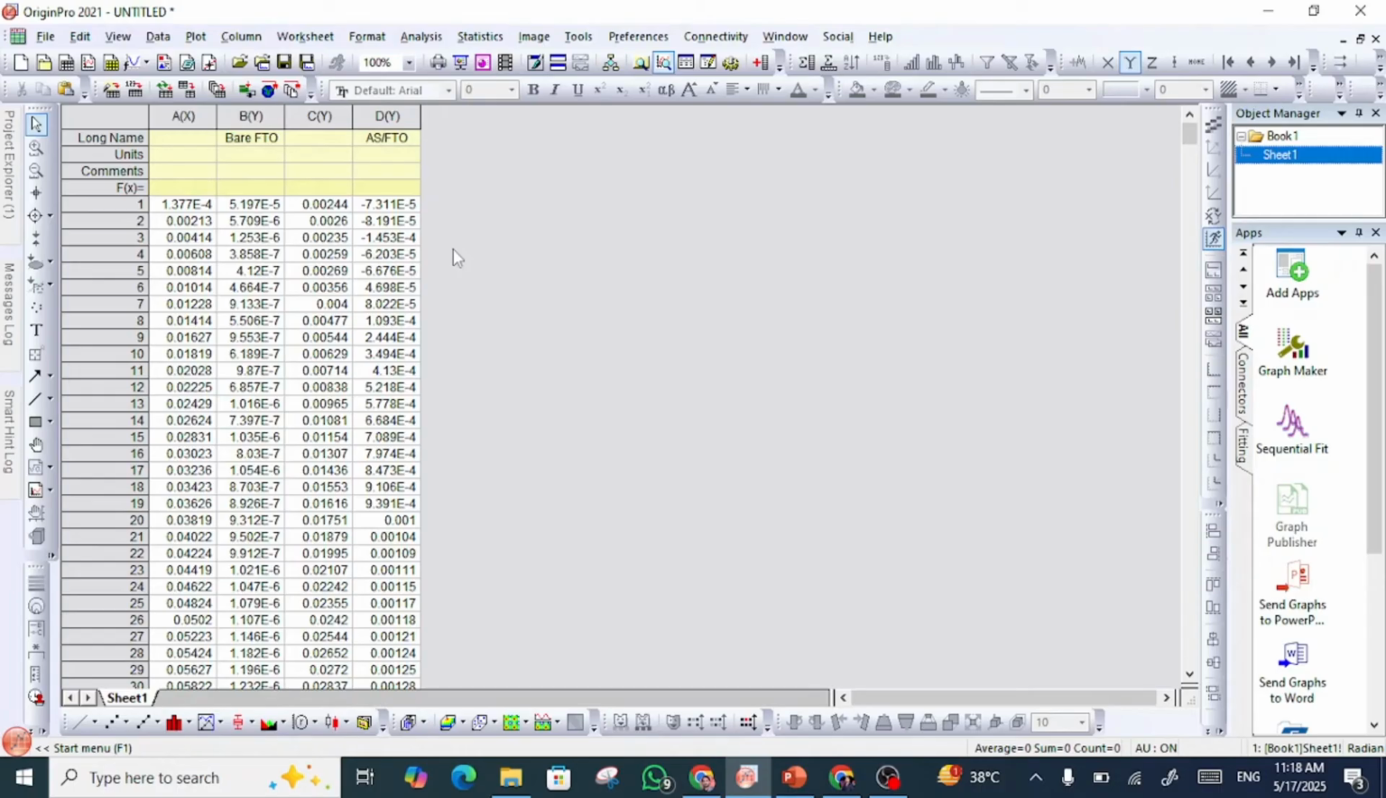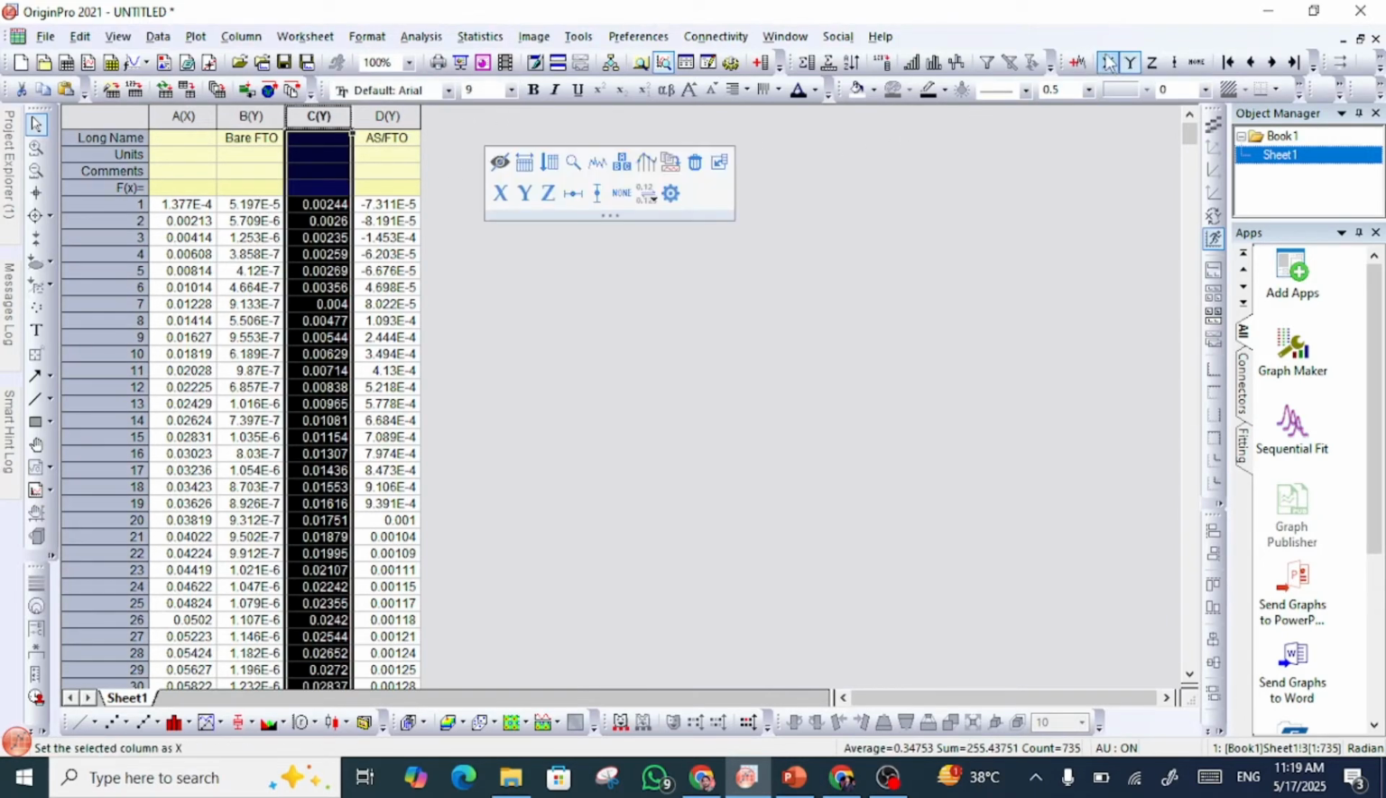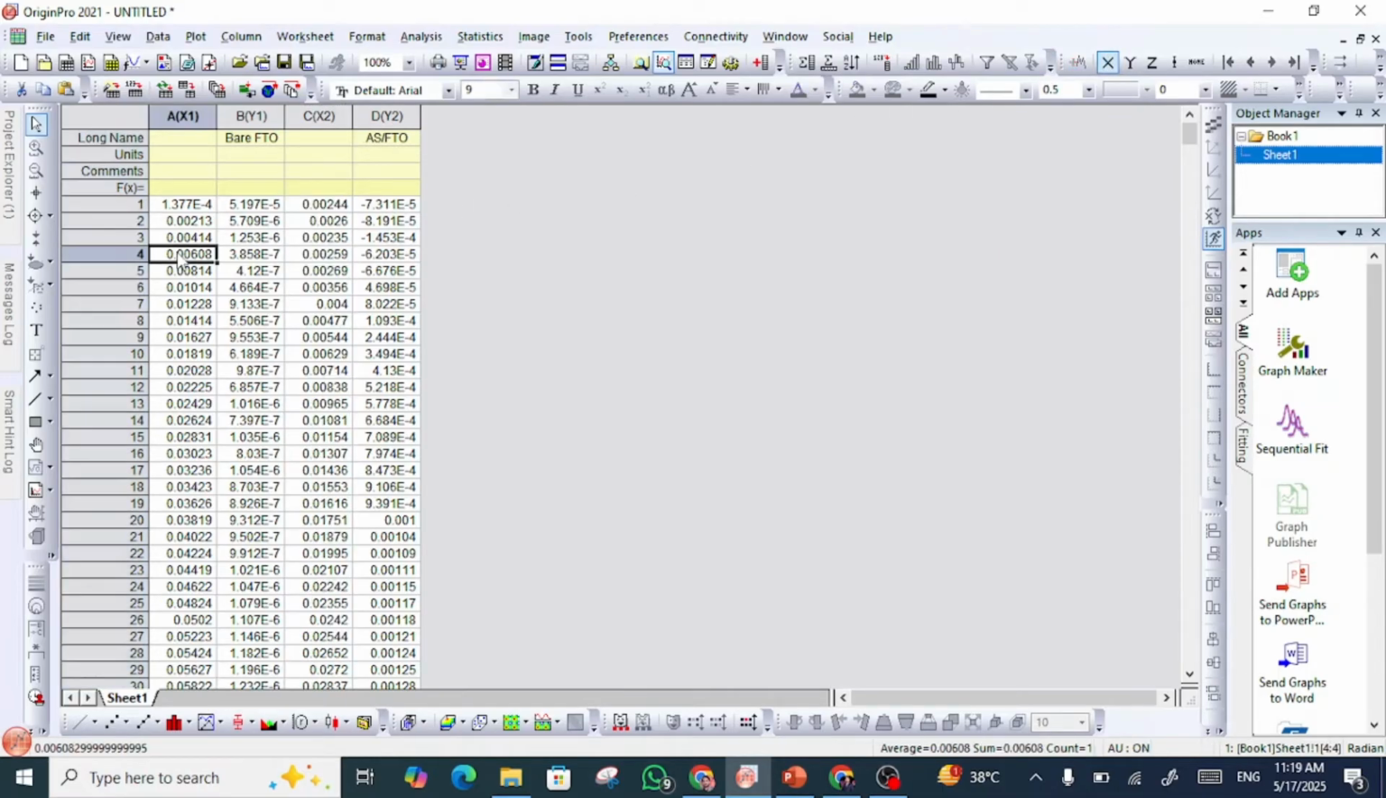Here I have collected the data for my two electrodes, that is bare FTO and my catalyst that is deposited on the FTO. I already copied this data to Origin. So first of all, we convert this potential data to the RHE, and current to milliampere. So in column A, I have potential.